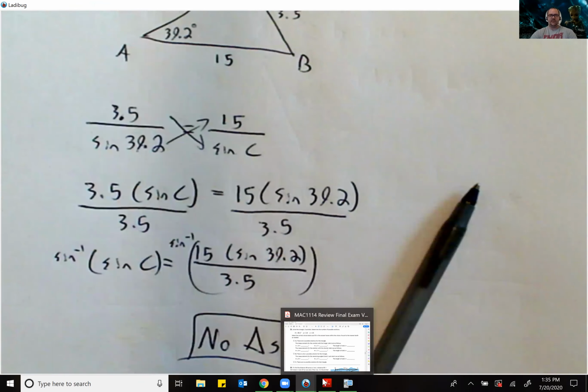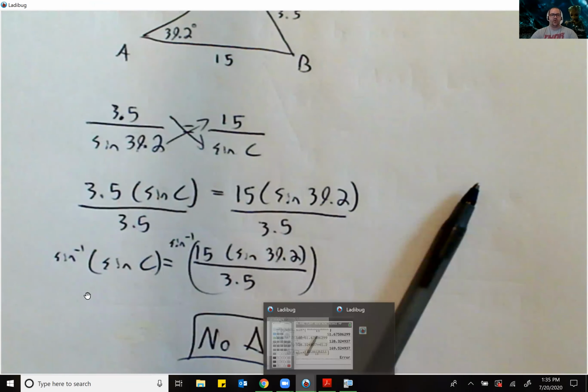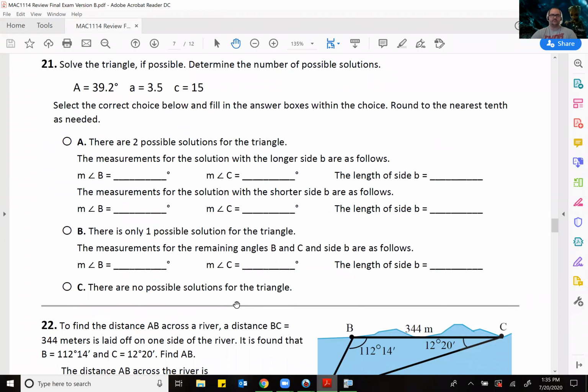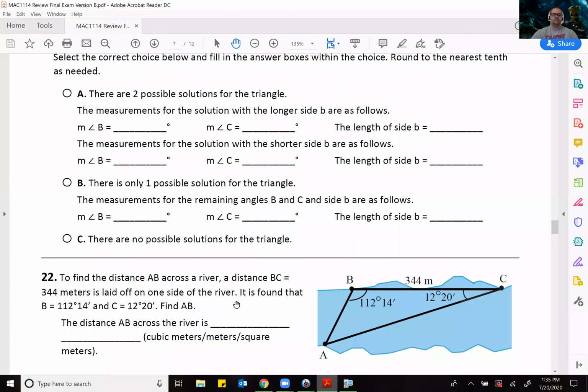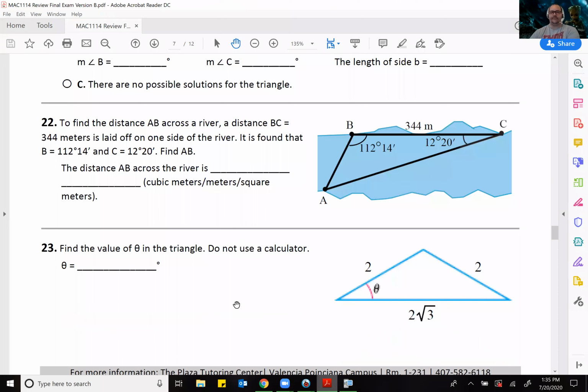So we come out here and you will select C, no possible solutions, because there aren't any triangles. Okay, moving on. All right, so number 22.